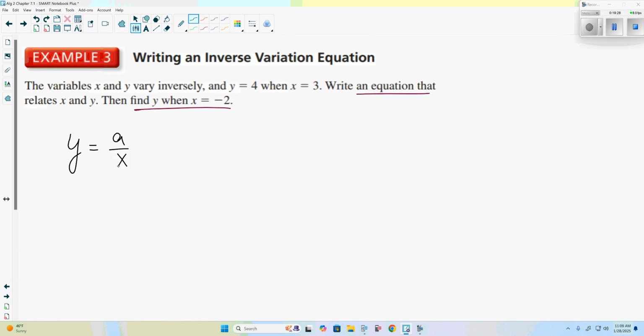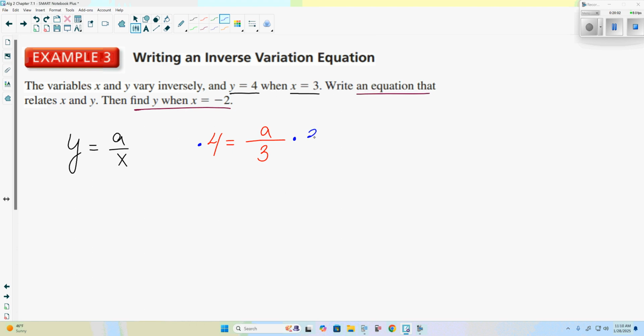Now, they told us that the value of y is 4 when the value of x is 3. So what that means for us in this equation is that whenever we plug 4 in for y and 3 in for x, this should give us a true statement for whatever a is. Yes, because when I divide this a value by 3, I should get 4.